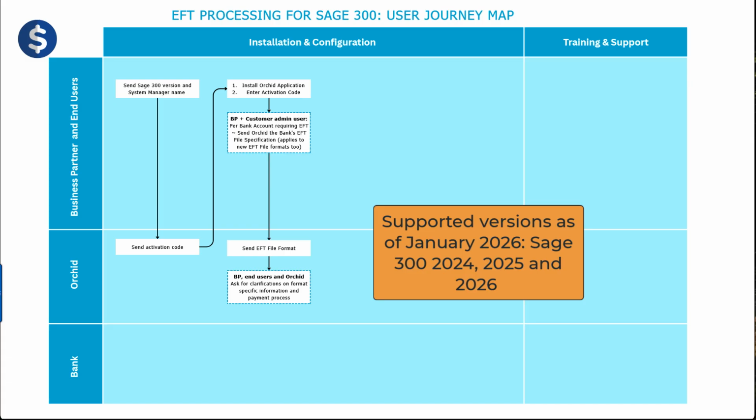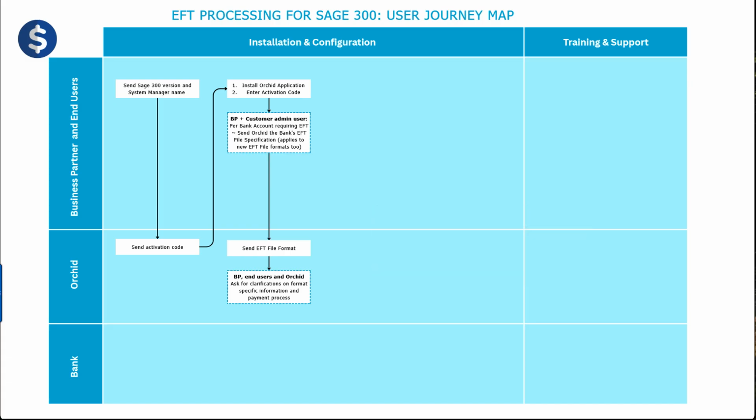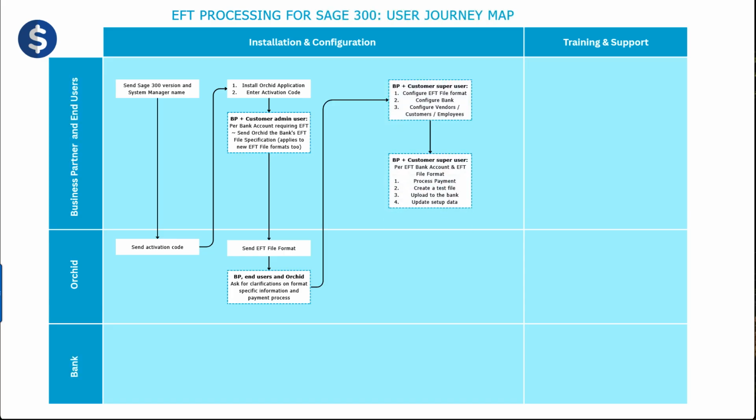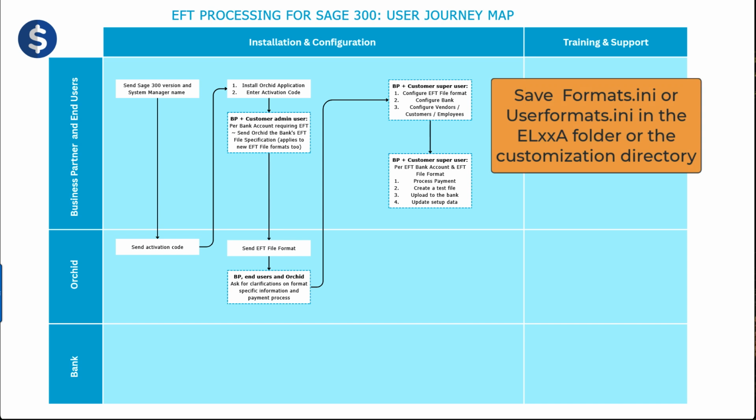We generally send a new format a few days after we receive the request. For more complex formats, we also send setup instructions in addition to the tooltips built into the format itself. Depending on the scenario, we will send you an updated formats.ini if the changes apply broadly to anyone using that format, or we will send you a user formats.ini if the changes are specific to the way you're using the format. You then need to copy this file onto your Sage 300 EFT folder or the customization directory.